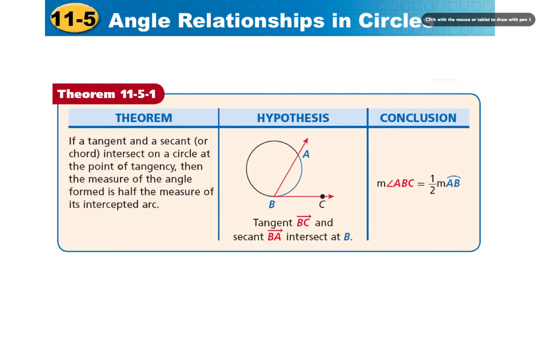This is what it says. If a tangent and a secant, it could also be a chord, intersect on a circle at the point of tangency. This is your tangent, this is the secant, this is the point of tangency, so this is where they intersect. Then the measure of the angle formed is half the measure of its intercepted arc. So whatever this is, this would be twice the arc, or if you want to create an equation, this is the formula that you have. Half of the arc is equal to this angle ABC.